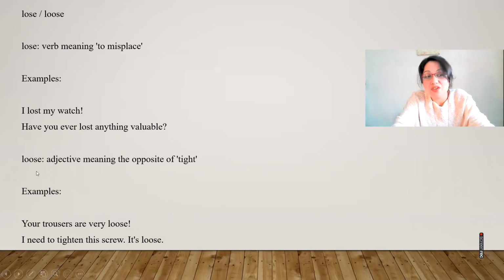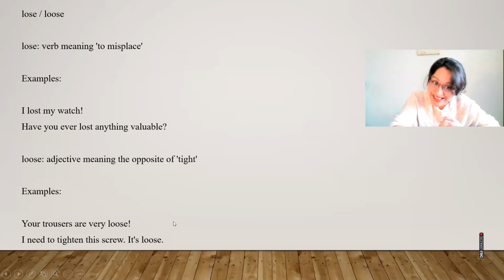Okay, so then you have your loose, which is an adjective meaning the opposite of tight. So your trousers are very loose or lose? Which one? Loose. Yes. I need to tighten the screw. It's loose. So with one o, which is your lose, that means you misplace something. And with double o, which is your loose, that means something is the opposite of tight. All right.